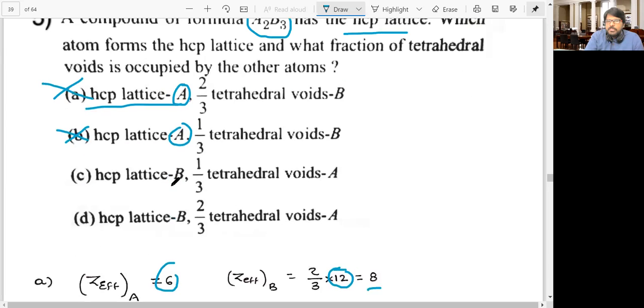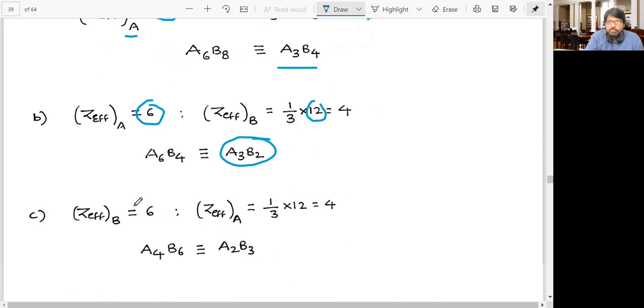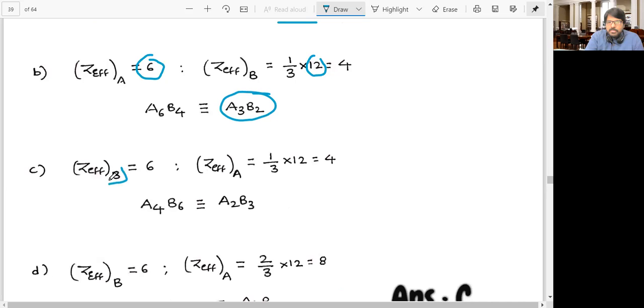Now the HCP lattice is formed by B, and 1/3 of tetrahedral voids are occupied by A. Lattice is formed by B.